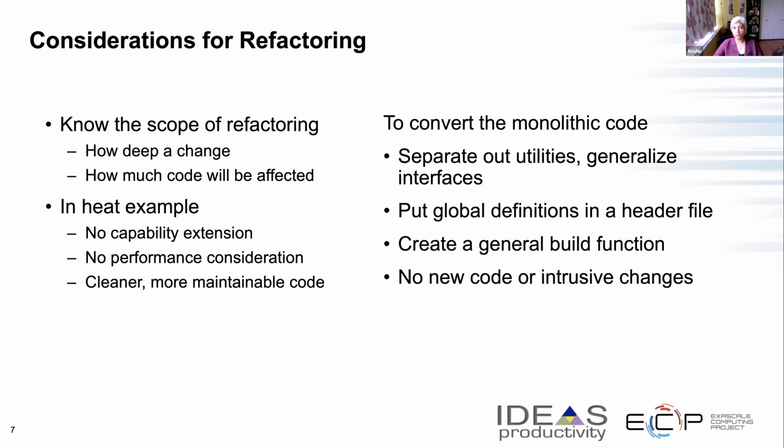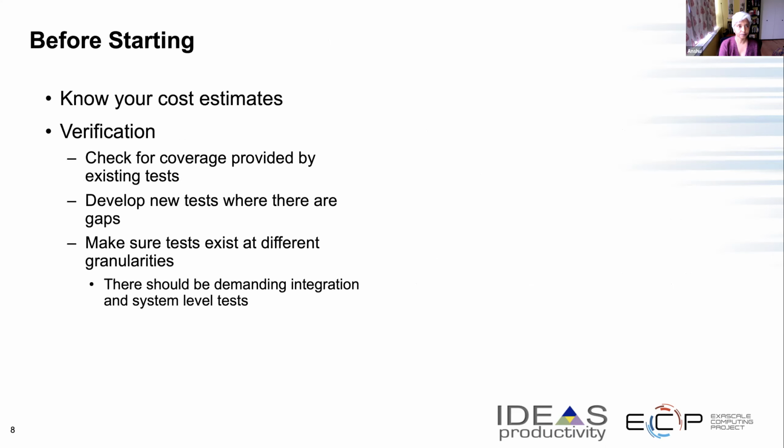To convert the monolithic code, we separate out utilities, we generalize interfaces, we put some global definitions in a header file, and we create a general build function. So what we are doing is no new code or intrusive changes within the capabilities, that is, the actual numerical part of the code. We are just restructuring and reorganizing it. So there are no intrusive changes involved here.